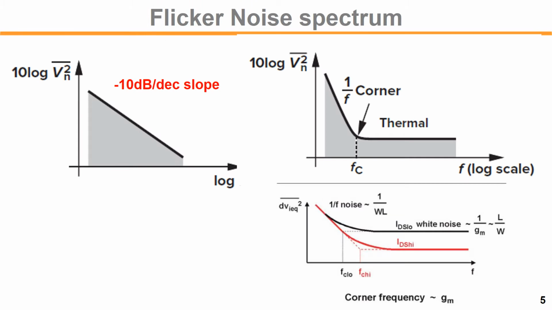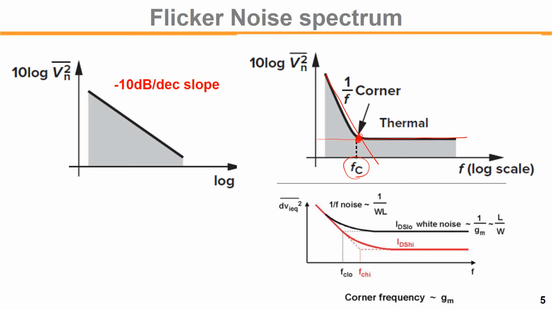So flicker noise has a minus 10 dB per decade slope, and the thermal noise is flat. If you add those two, we have a corner. The 1 over f corner is defined here, having the same flicker noise and thermal noise.